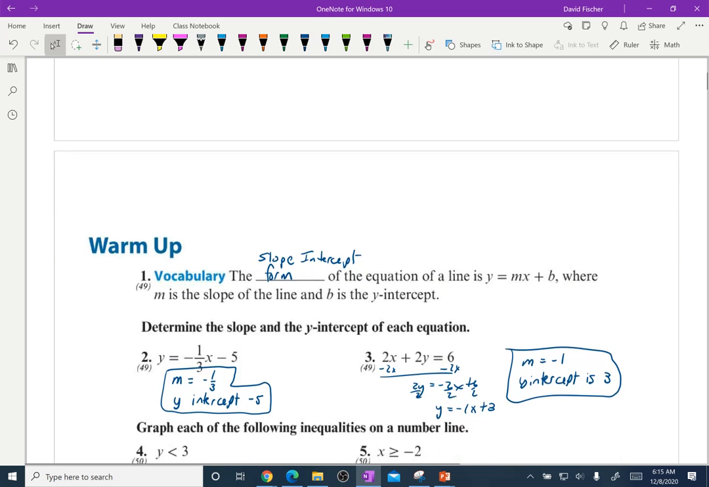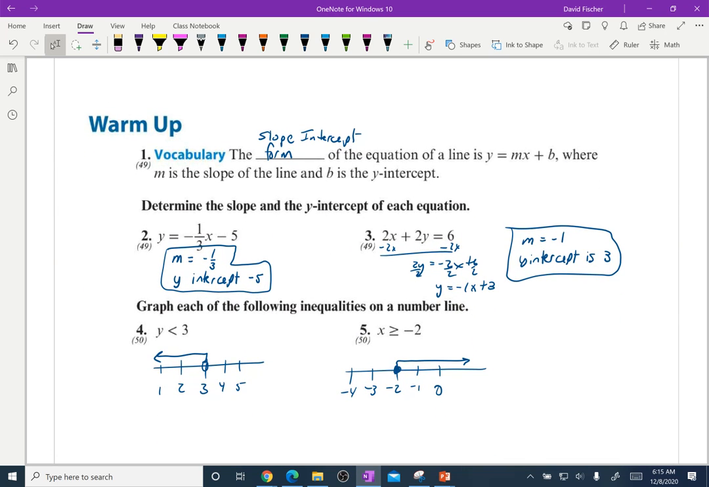I'm hoping by now that these things come really easy for you. That's in the y equals mx plus b form, so we call that the slope-intercept form. And if we get it into that form, it's really easy for us to graph. So like in number 2, that's in the y equals mx plus b form. And our slope is the number, the coefficient, in front of the x, which would be a negative 1/3. And my y-intercept is that b over there, which is negative 5. Next one, we have to do some work to get it there. But my slope is negative 1 and my y-intercept is 3.